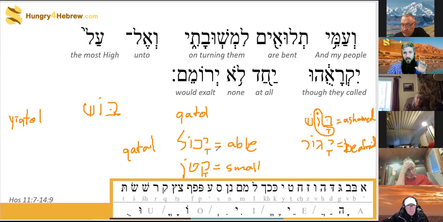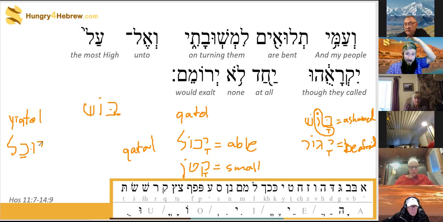Let's do it. Instead of he was able, how do we turn it into he will be able? Yuchal. Good. So this is a yiktal pattern, but the vav got in the way. So instead of yuchal, it just turns into yuchal, right? Sorry, that's hard. We're going to simplify it.